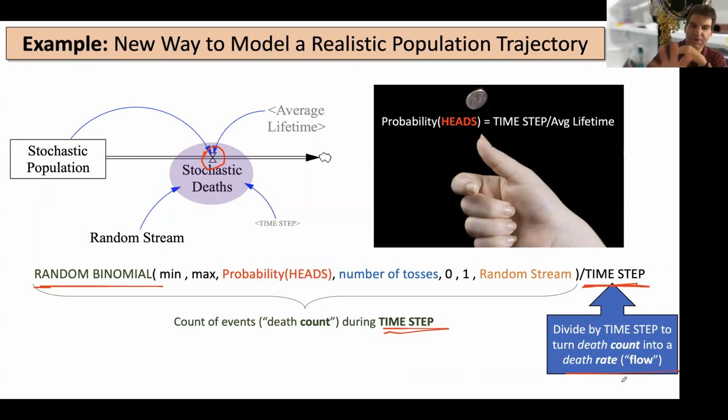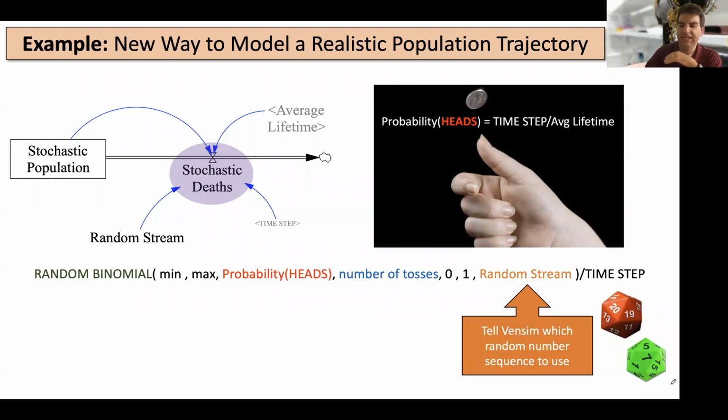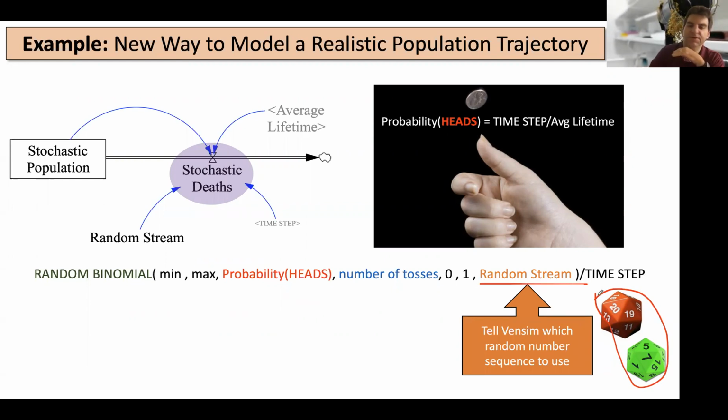We're just turning a random outcome, how many events happen, divided by the time they happen. So that turns it into a flow. Whenever in VinSim you implement these stochastic models, all of your flows are going to be divided by time step. And then inside the random binomial, I need to tell it which 20-sided die to use. If I were to rerun my simulation, I might put a different number in this. The first time I run the sim, I put a 0 in. The second time, I put a 1 in, and so on. Every time I run with a 0, I get exactly the same output. Every time I run with a 1, I get a different output, but exactly the same output each time I start with a 1.